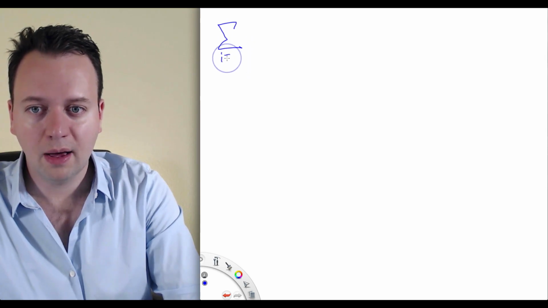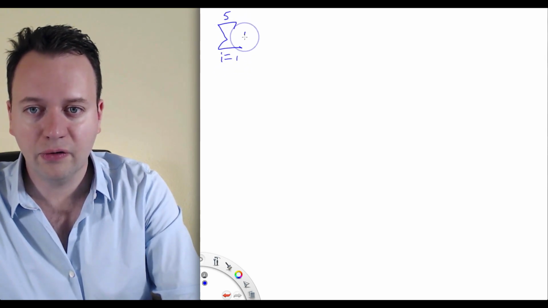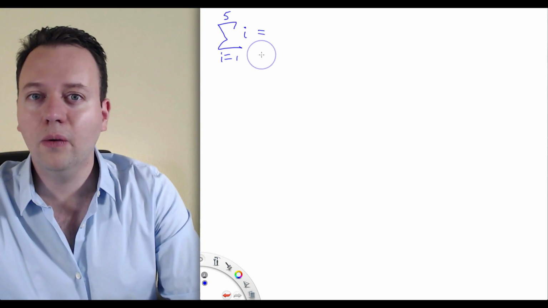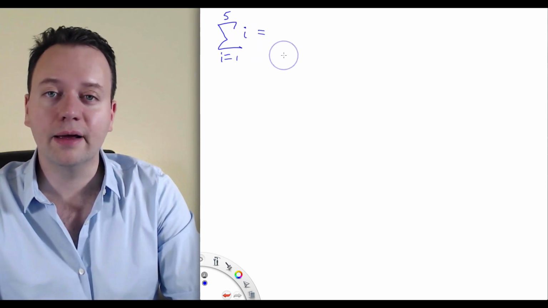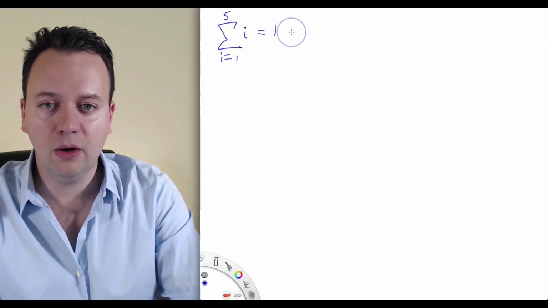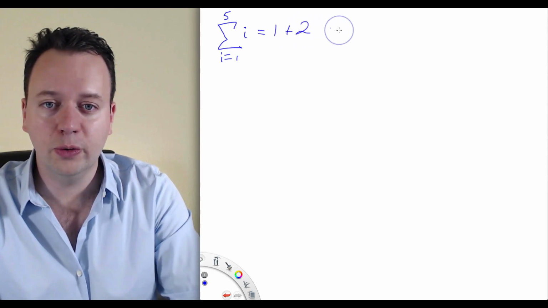So the sum from i equals 1 to 5 of i. All right, so the formula is very straightforward. a sub i is just equal to i. So we replace i with 1 and we get 1. We replace i with 2, we get 2.